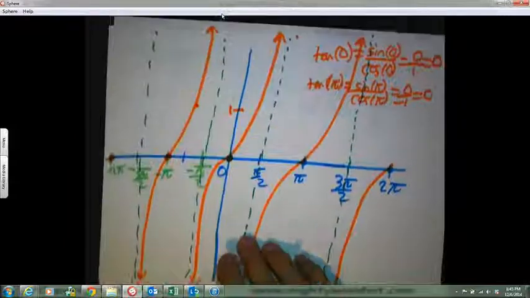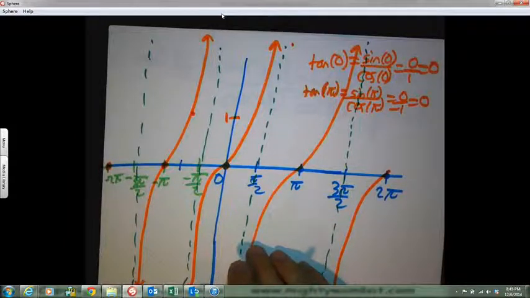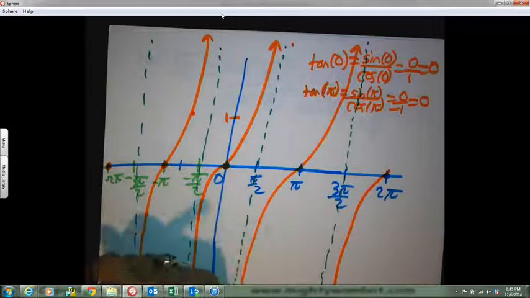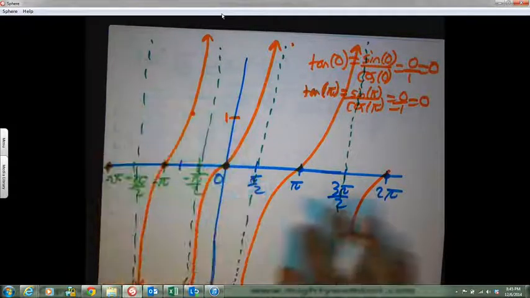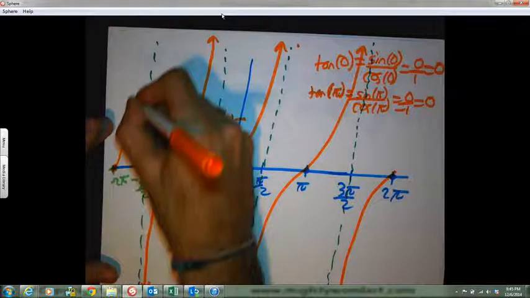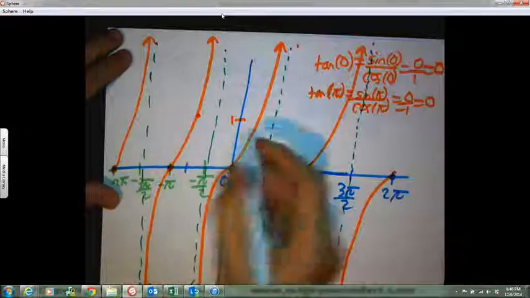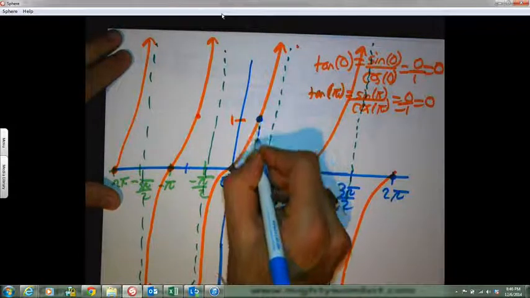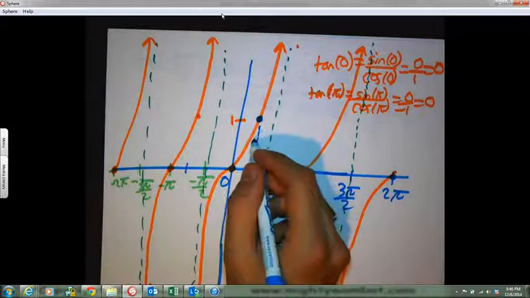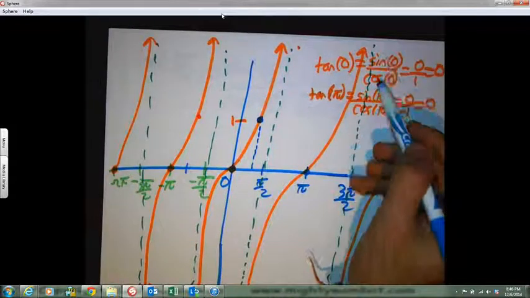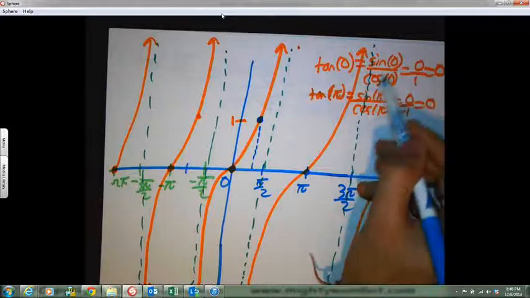Now, we can start to make some conclusions. Where will the tangent equal 1? Tangent equals 1. Remember, tangent is just sine divided by cosine. Where will this fraction equal 1? Where sine and cosine are equal. Where is that? Pi over 4, 3 pi over 4. Excuse me, 5 pi over 4. 5 pi over 4. Where will tangent be negative 1?